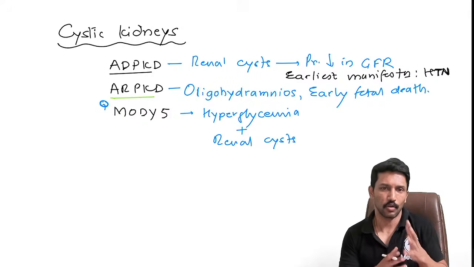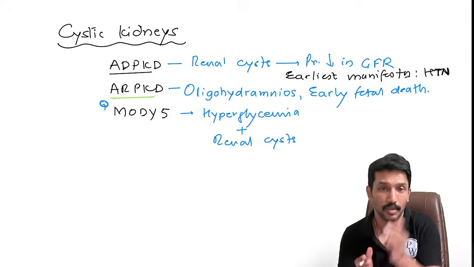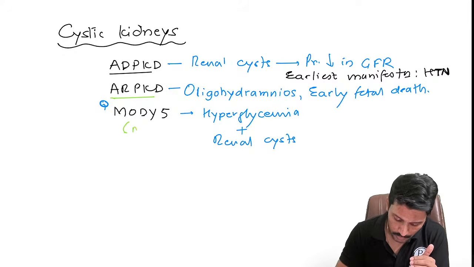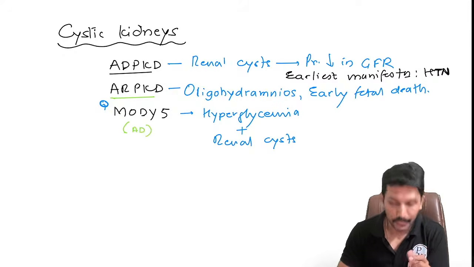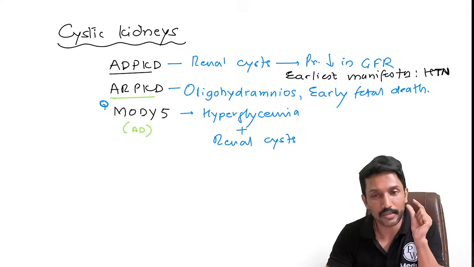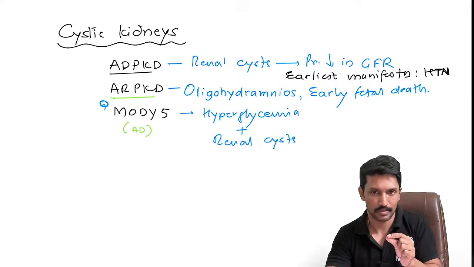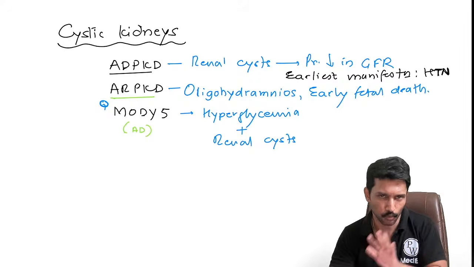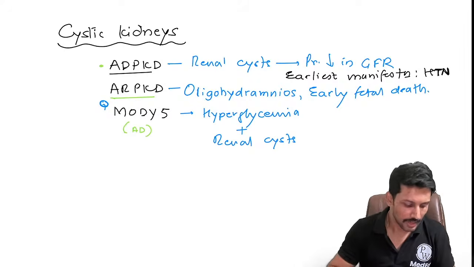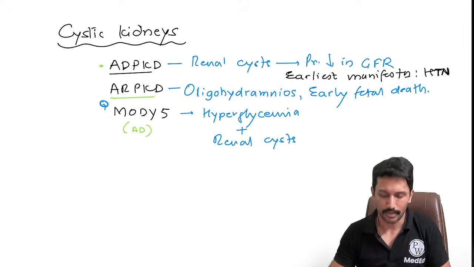Since the question does not talk about anything about hyperglycemia, and remember MODY is again an autosomal dominant condition, so for its diagnosis we need at least 3 generations of diabetes. All those pointers are not there, so MODY is less likely. We are thinking about ADPKD as the most likely diagnosis.